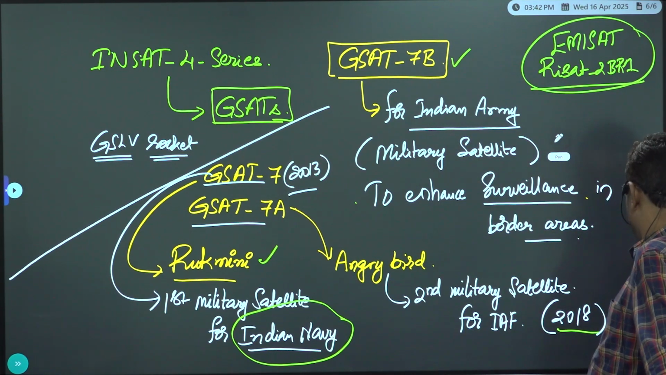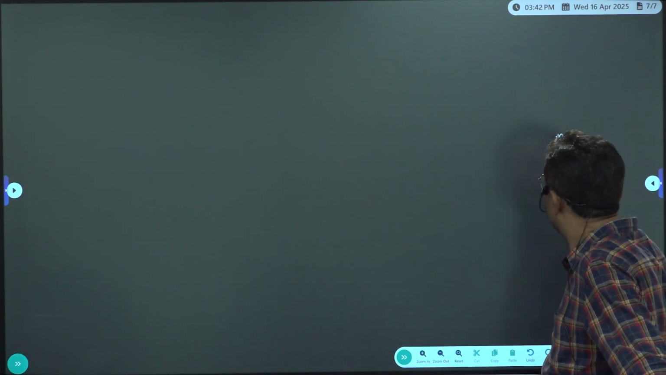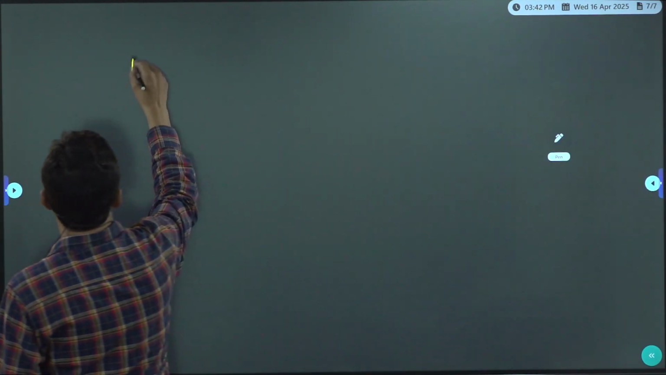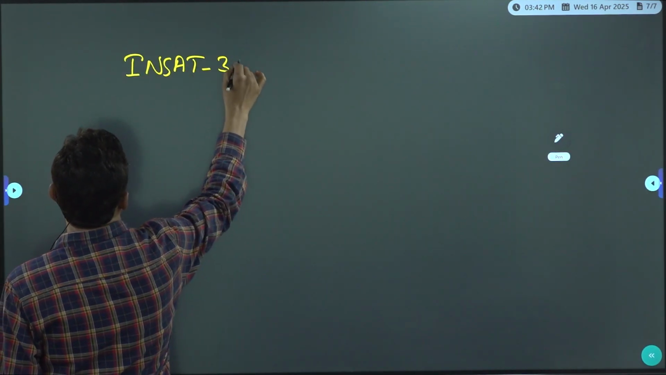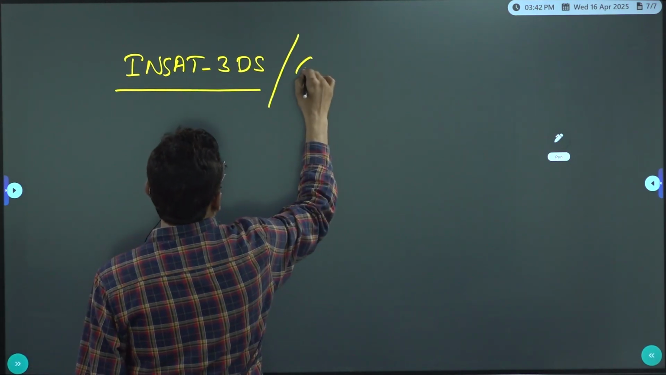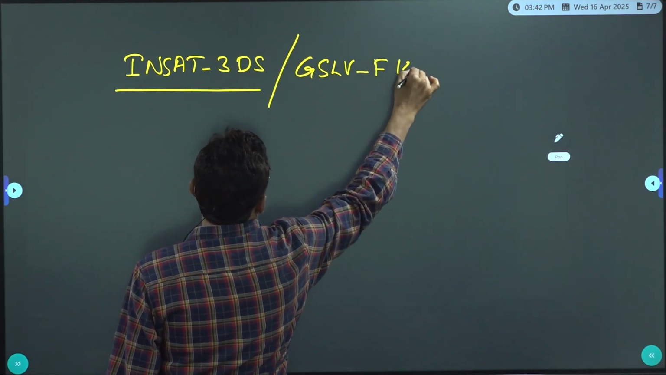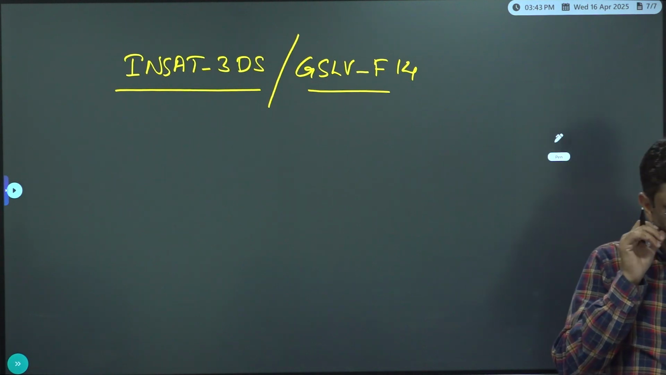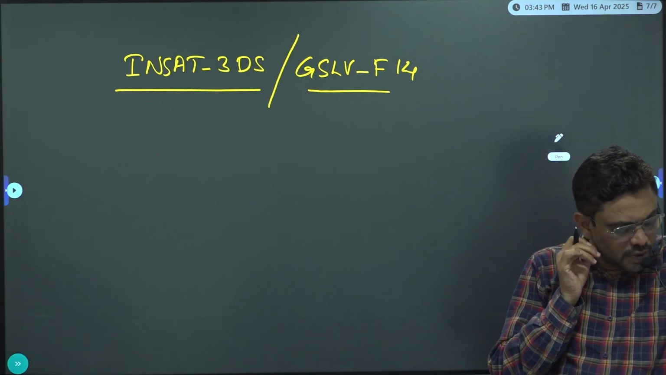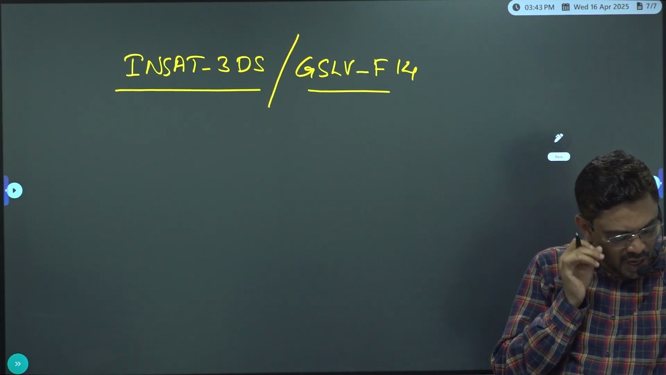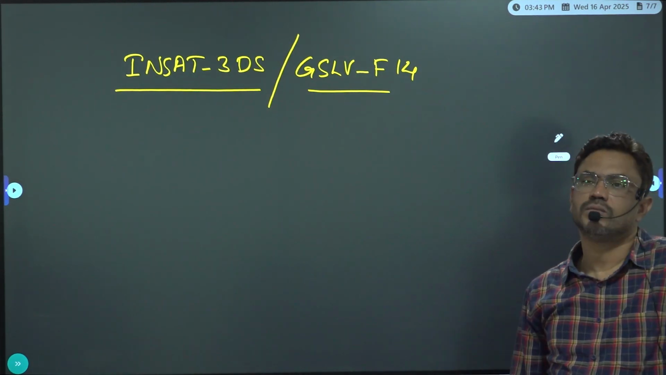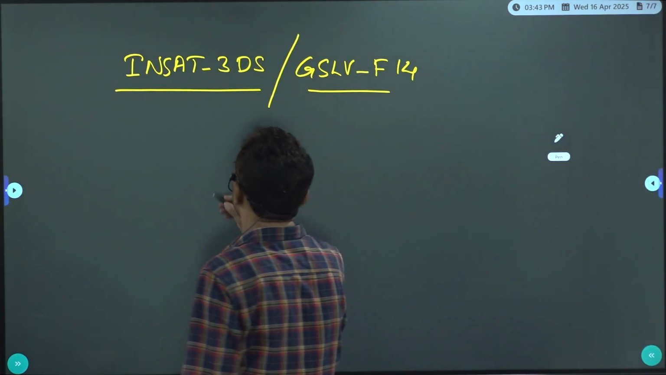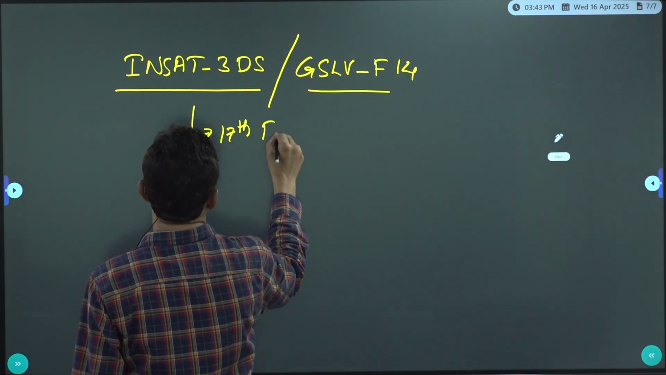And the next one is INSAT 3DS or GSLV F14. It was launched on 17th February 2024.